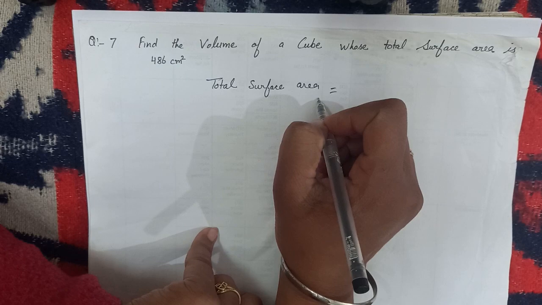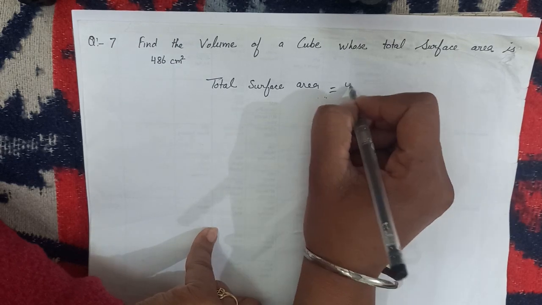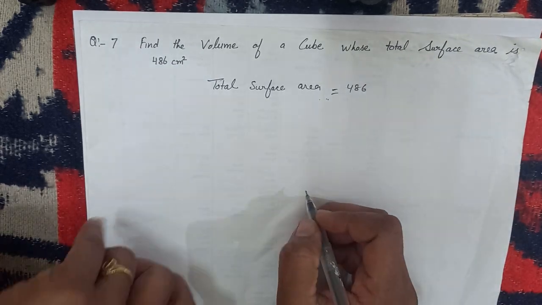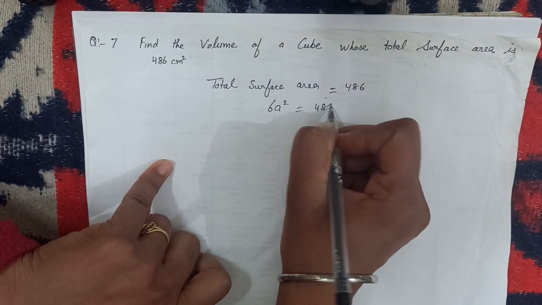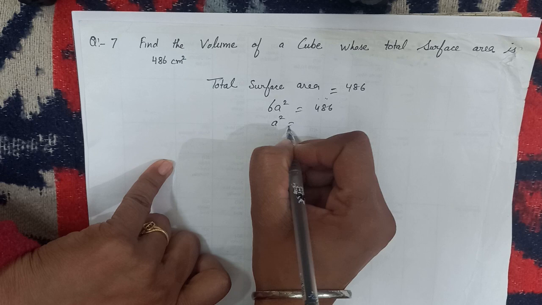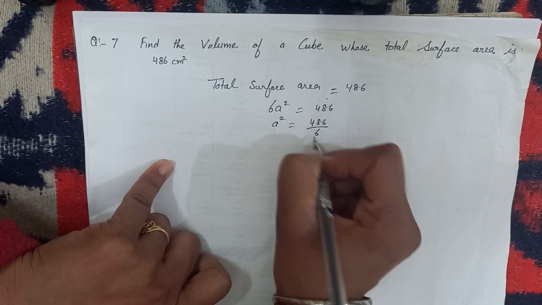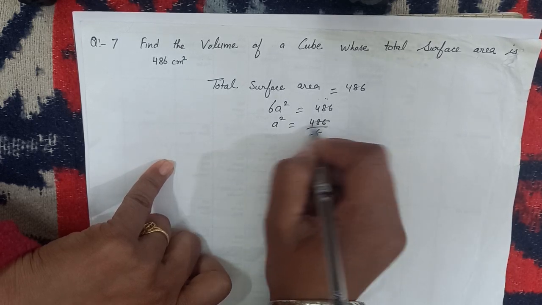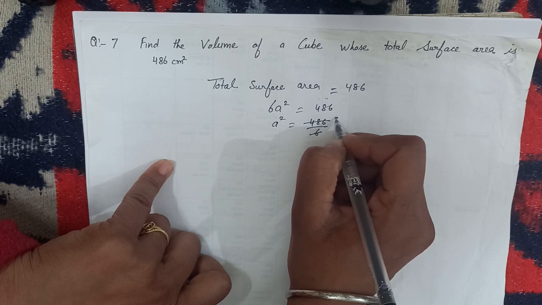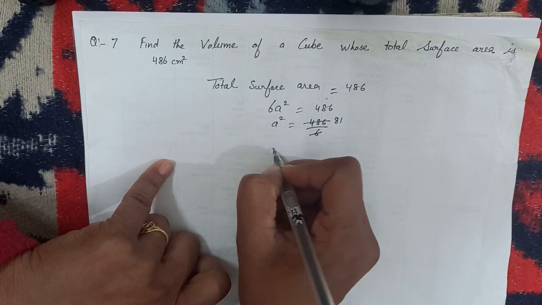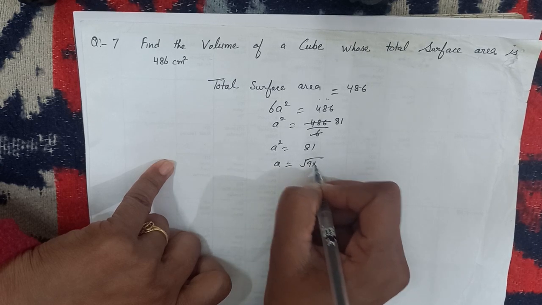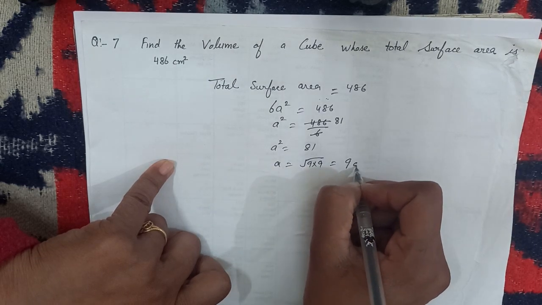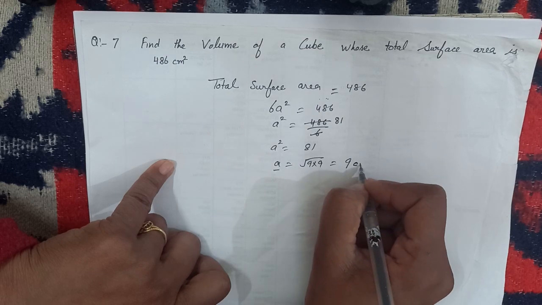Total surface area of cube is given 486. So the total surface area formula is 6A square, so I will write 6A square equals 486, so A square equals 486 divided by 6, that is 81. Now A square is 81, so the value of A will be under root of 9 into 9, so that means the value of A is 9 centimeter.